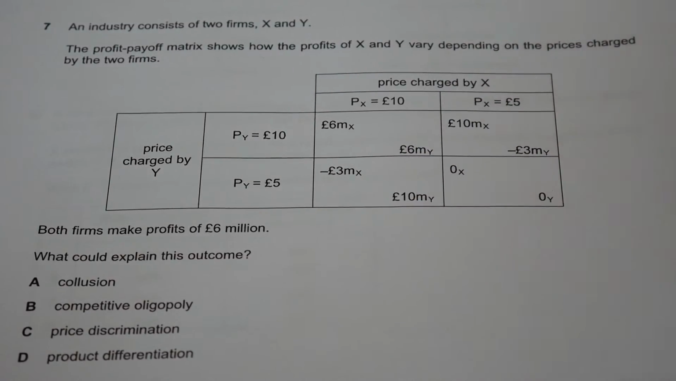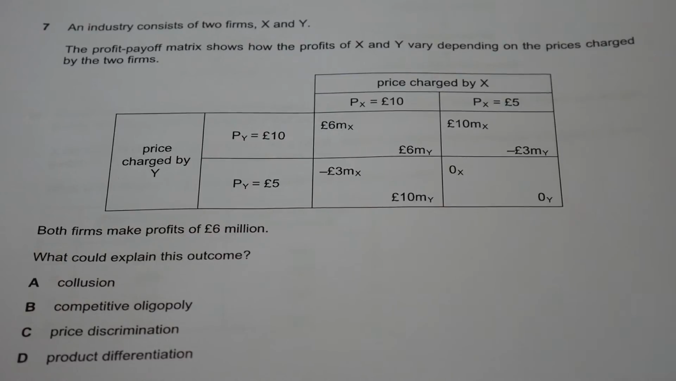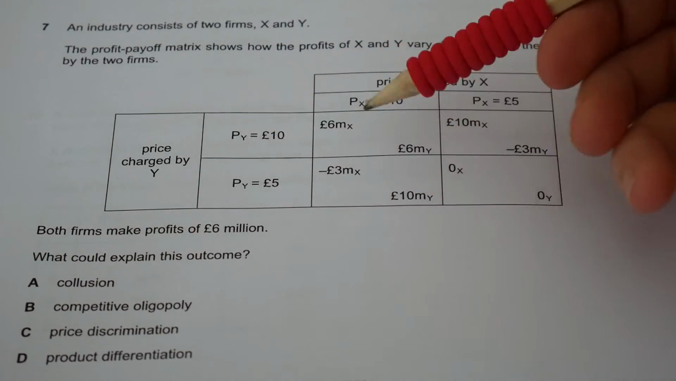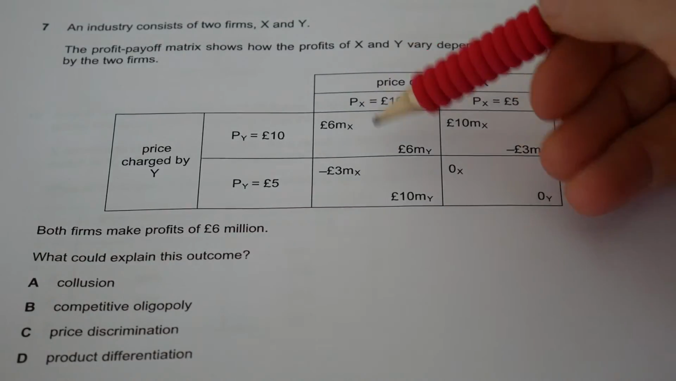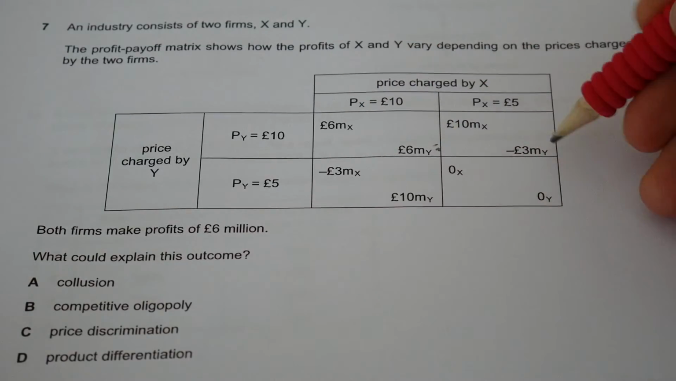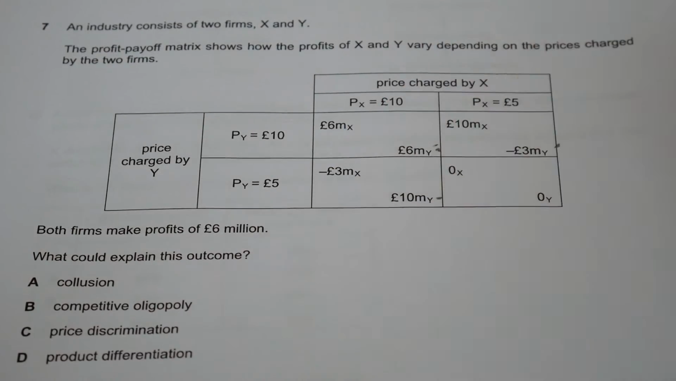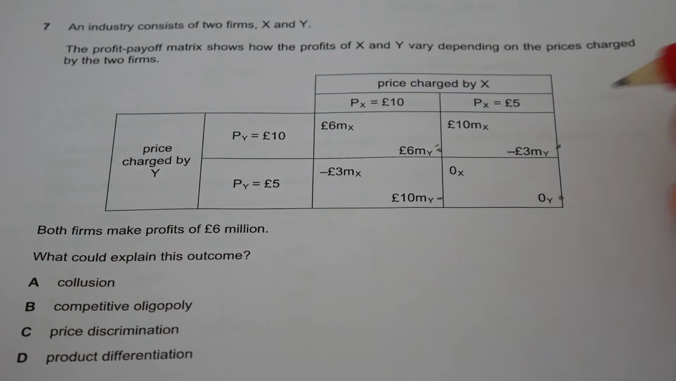Right, so let's just have a look at what the dominant strategy of each firm is likely to be. So will Y want to charge £10? Well, they could make 6 million, or they could make a loss. If they charge just £5, they could make 10 million, or they could make nothing.